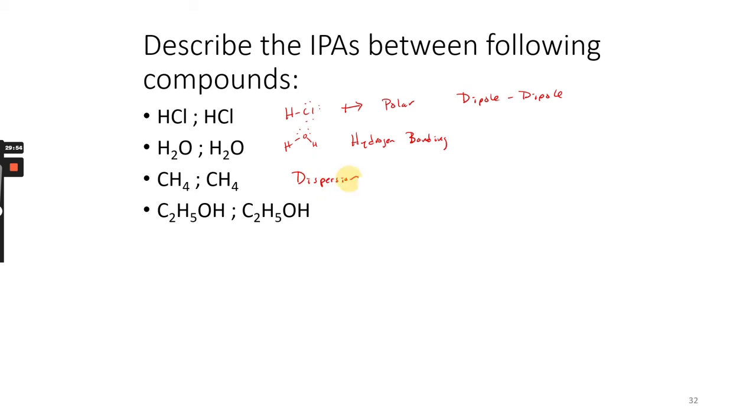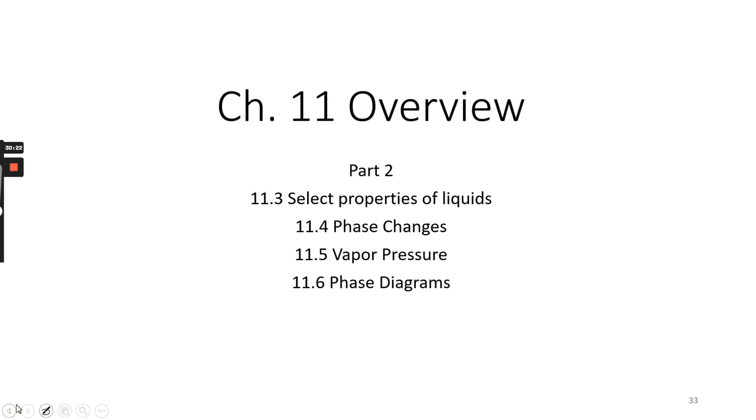See this OH tail here? That tells you it's hydrogen bonding. Now, what is important to note: dispersion is present everywhere. And that is the end of part 1.